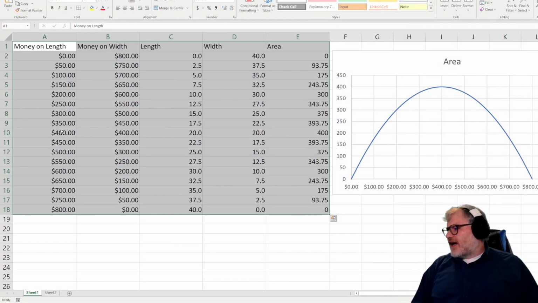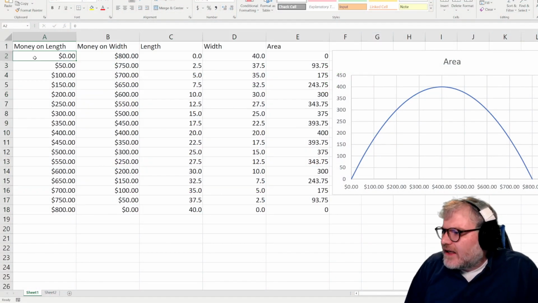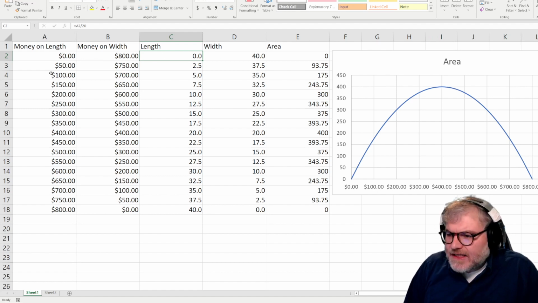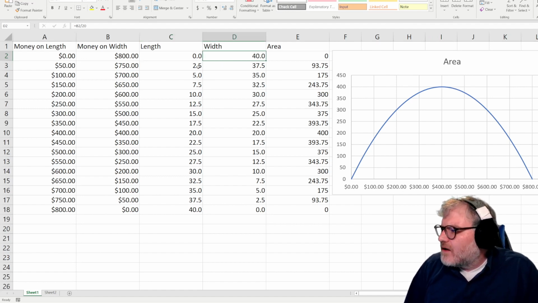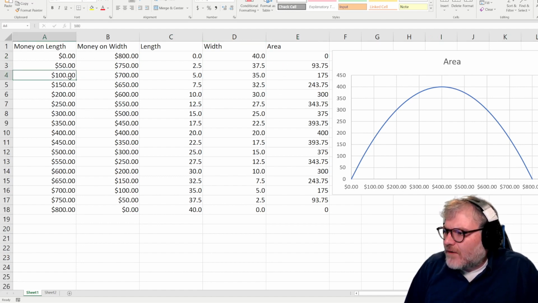which would be one way of kind of thinking about this problem, right? Here's the money I spend on length. Here's the money I spend on width. Again, it's however much money I spend divided by 20. And this is my total area if I decide to spend. So if I spent 100 on length, I would be spending 700 on width. And that would give me a length of 5, a width of 35. That would give me a maximum area of 175.